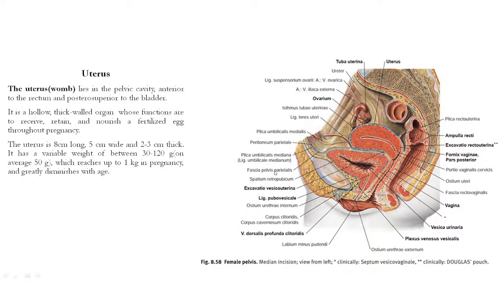The uterus lies in the pelvic cavity, anterior to the rectum and posterior-superior to the bladder. It is a hollow, thick-walled organ whose functions are to receive, retain, and nourish the fertilized egg throughout pregnancy. The uterus is 8 cm long, 5 cm wide, and 2-3 cm thick. It has a variable weight of between 30 and 120 grams, which reaches up to 1 kilogram in pregnancy and greatly diminishes with age.